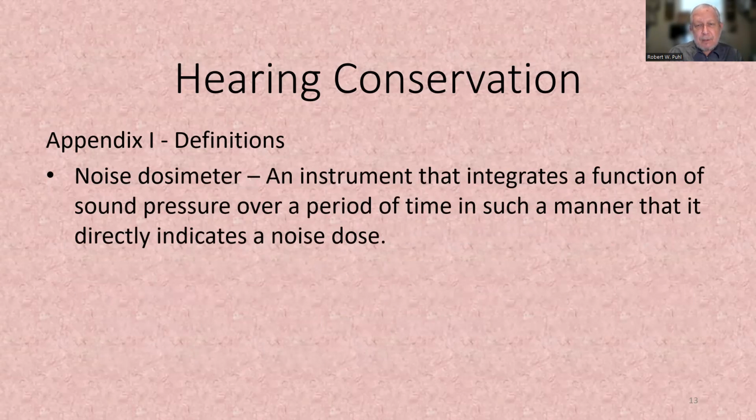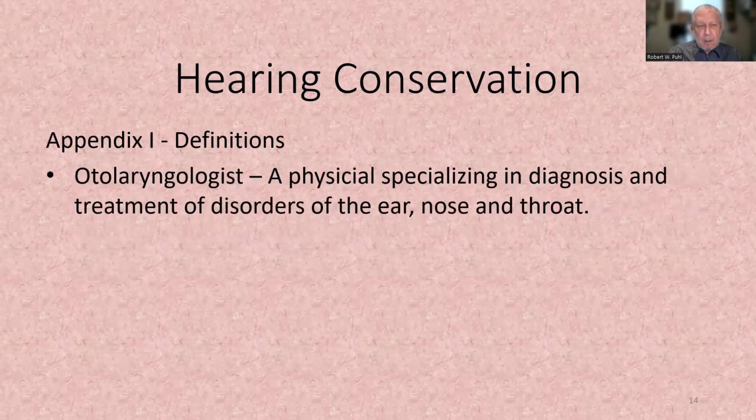Noise dosimeter: an instrument that integrates a function of sound pressure over a period of time in such a manner that it directly indicates a noise dose. So it's a noise measuring device, but a dosimeter is different than a meter. A dosimeter is something a person wears for their entire shift, and it's more accurate than just a sound meter.